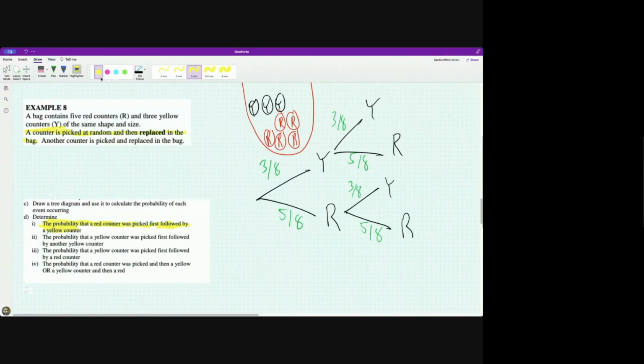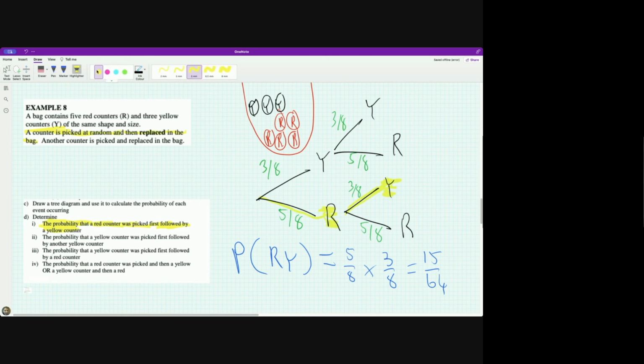Okay. Now we need to make sure we have the right pathway. So what does it mean to get red? Well, that's what the big R is there for. It's to help us. But I'm not allowed to get red on the second go. I'm going to get yellow. So that's the pathway. And in terms of writing it out, it's red and then yellow. So I'm going to go 5 over 8 times 3 over 8, which is 15 over 64. So that wasn't too bad.